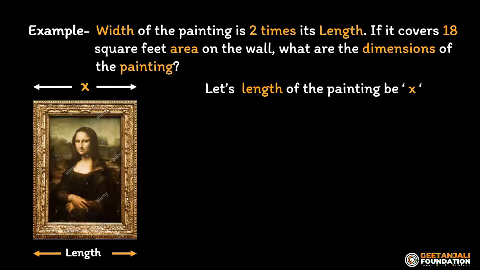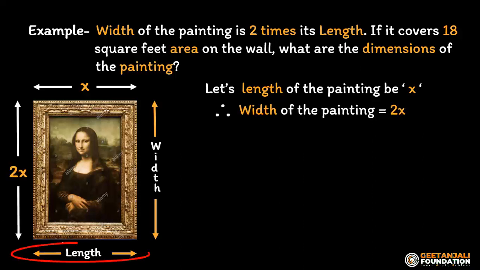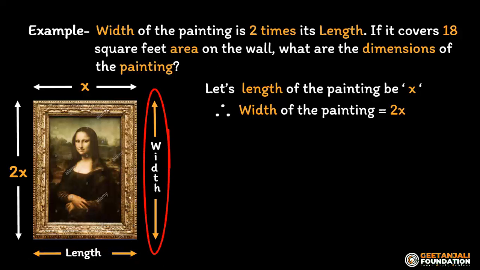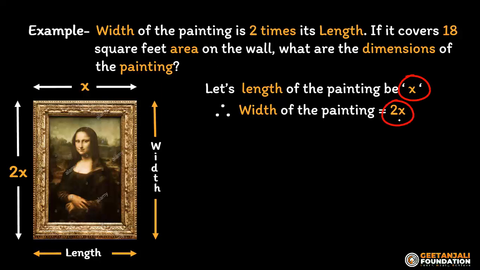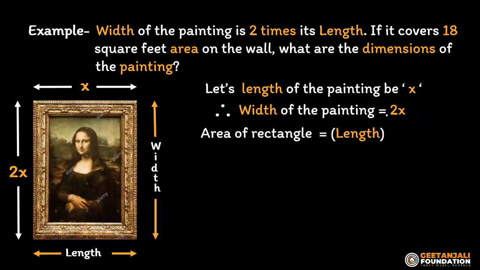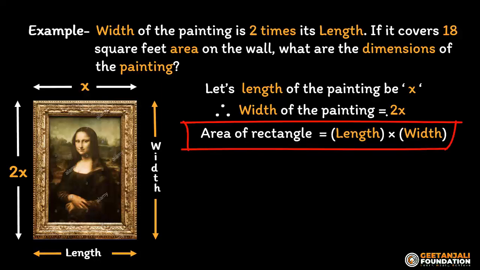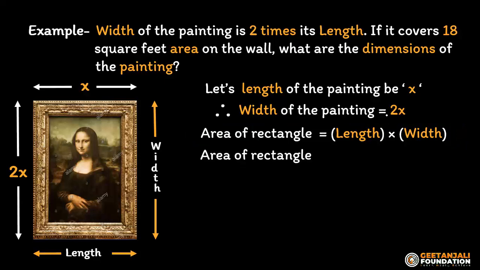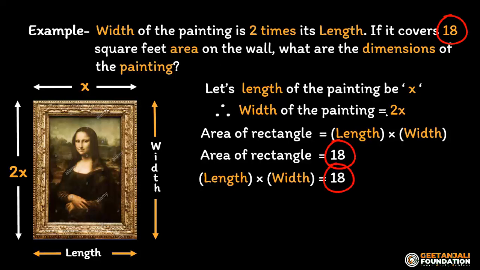So suppose the painting is of this shape, because the width is double of the length. So it will look like this. This is the length of the painting and this is the width of the painting, which is double the length. So if we take length as x, its width is going to be double of it, that is 2x. Now if you observe that it is a rectangular shape, so as the area of the painting is given, we should apply the formula of area of rectangle, and it is length times width. So it is given that the area of the rectangle is 18. So length times width is going to be 18.